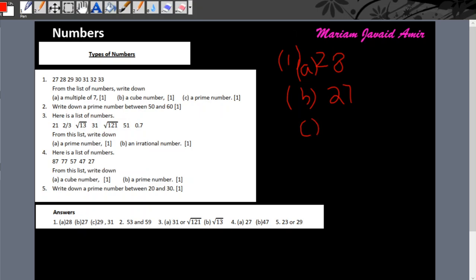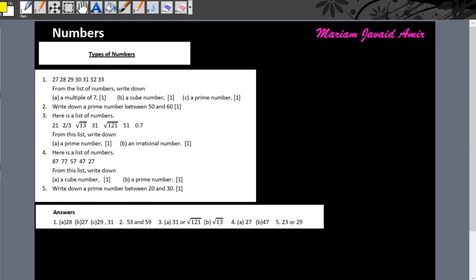And then part C says a prime number. A prime number is a number that's only divisible by 1 and itself. So yes, that would be 31 and 29. So 29 and 31 are only divisible by 1 and themselves. Okay. So this was question number 1.